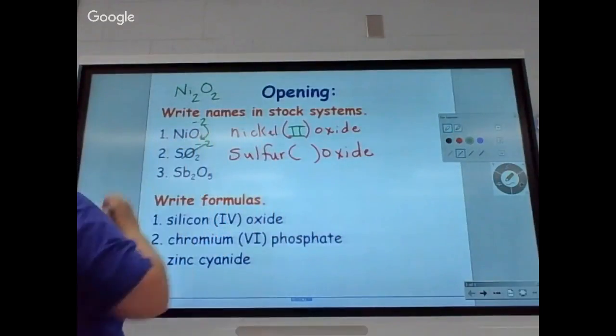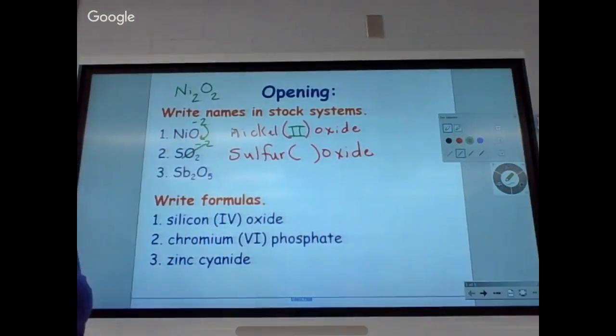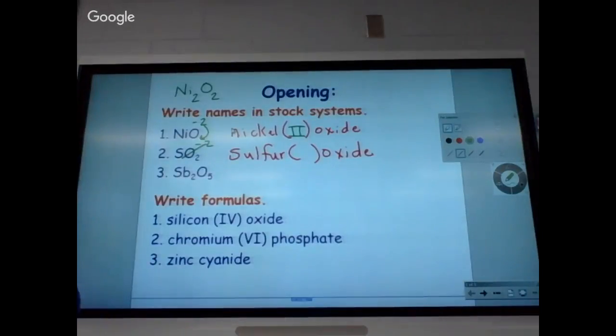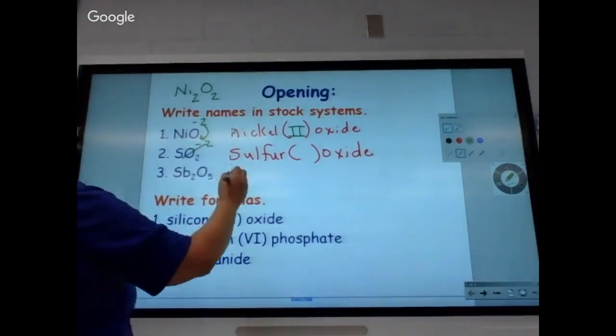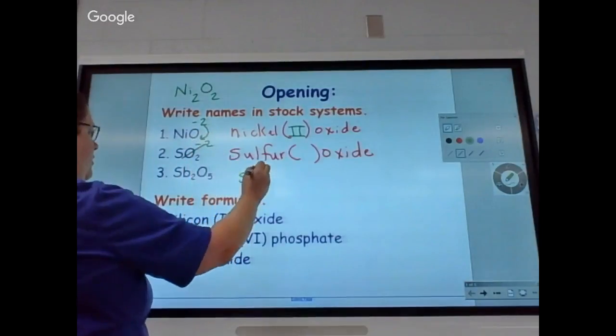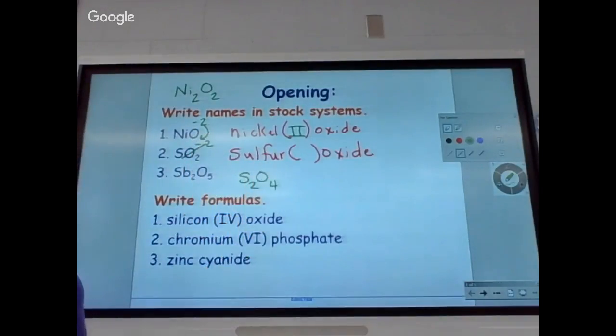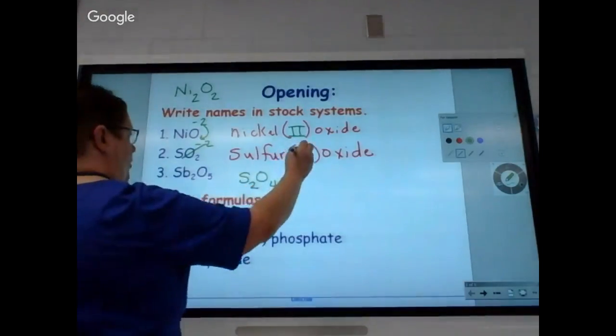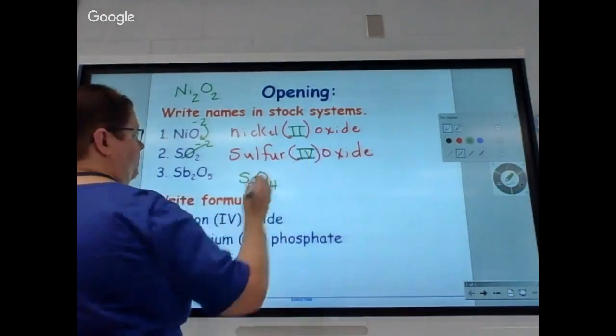-2. Is there a 2 right there? No. What's that tell us? It was reduced. So again, 2 times 1 is 2. 2 times 2 is 4. So what number came from the S? The 4. So I'm going to put Roman number 4 right there.